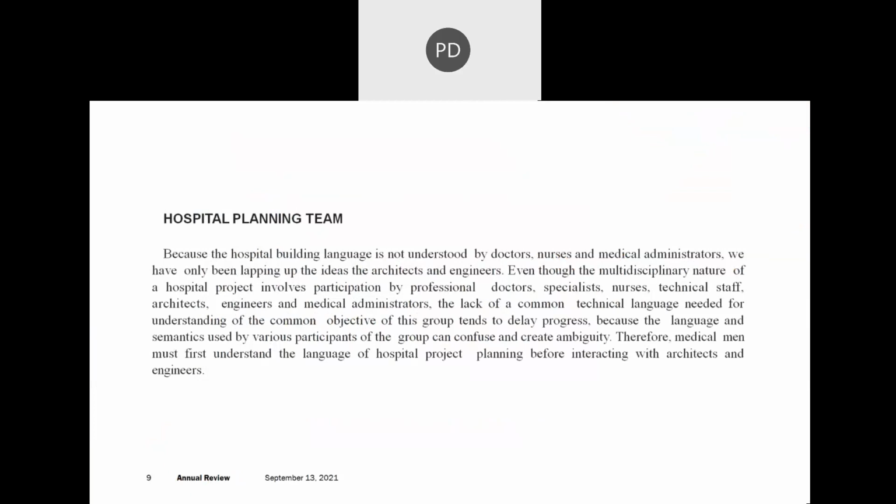Next comes what we are going to discuss today, which is basically the hospital planning team. Now why do we have to understand about the planning team? Because we know that for planning, definitely a team has to be there who would make sure that everything is falling into place, right?